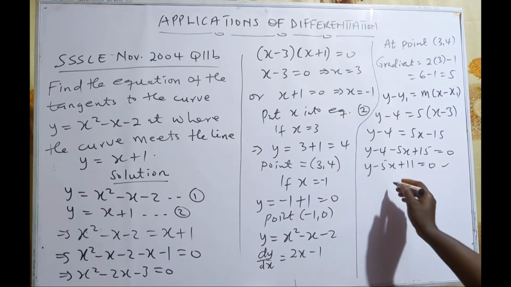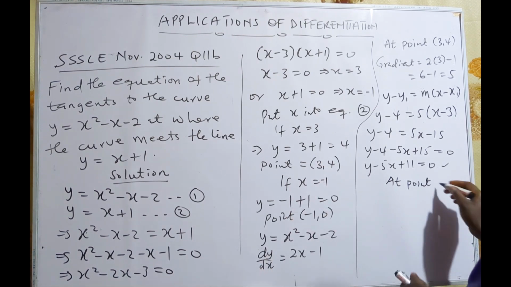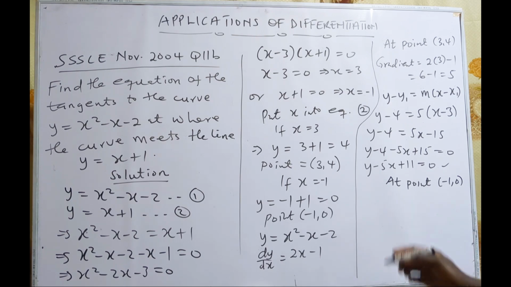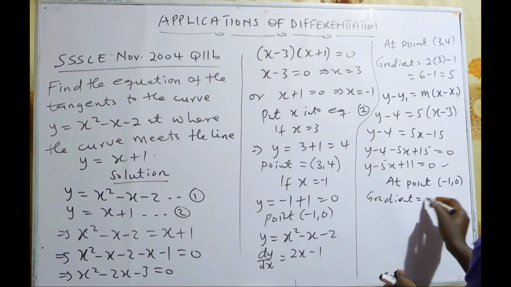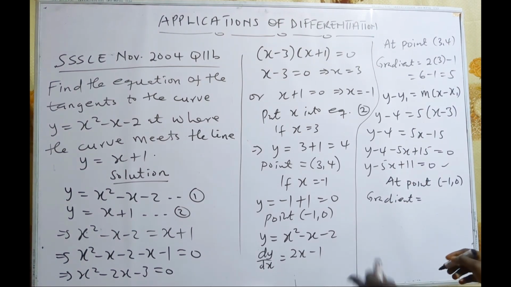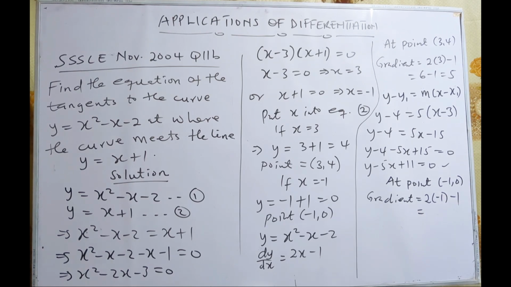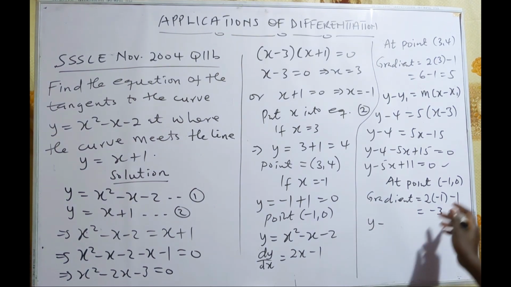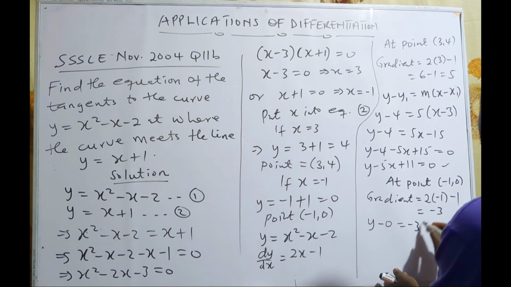Alright, so let's also see at point (minus 1, 0). Let's find our gradient. Our gradient is 2x minus 1. So 2 times minus 1 minus 1. 2 times minus 1 will be minus 2, minus 1. That will give us minus 3. Alright, therefore our equation can be y minus, what is our y1? 0 equal to negative 3, the gradient, times x minus minus 1.